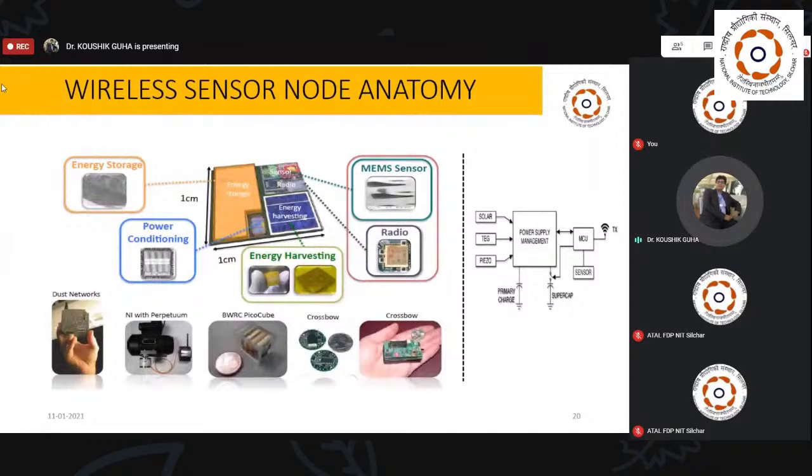So this is the wireless sensor node anatomy. We can see that there are different parts: the power conditioning, the energy storage. Then the MEMS sensors are also playing a role here. So we will also talk about the technology, how the MEMS technology can be efficient to build these energy harvesting devices.